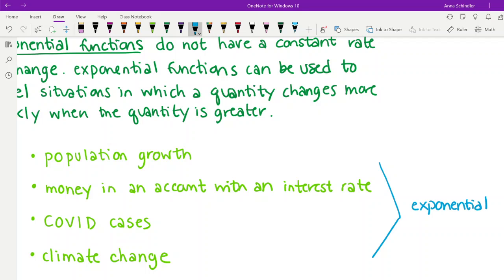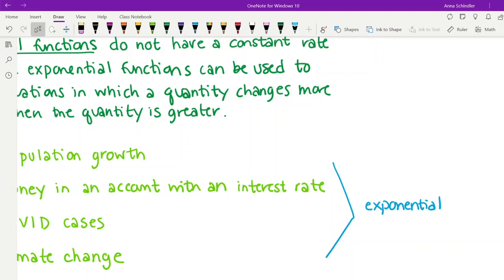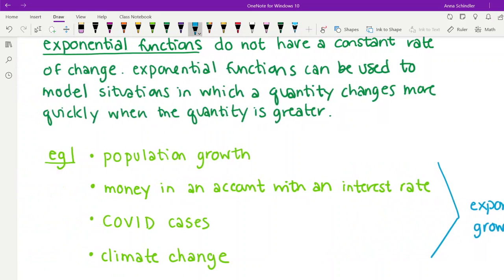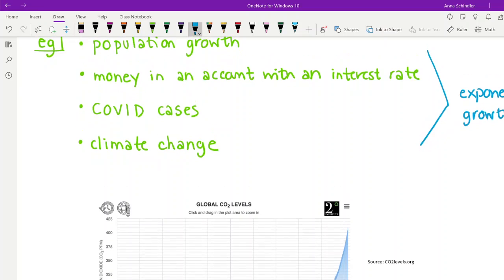So these are situations where we have an account or an amount that is increasing exponentially. So that's why it's called exponential growth. The next three we're going to write down are going to be exponential decay.